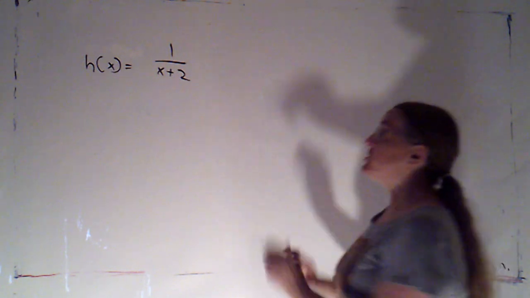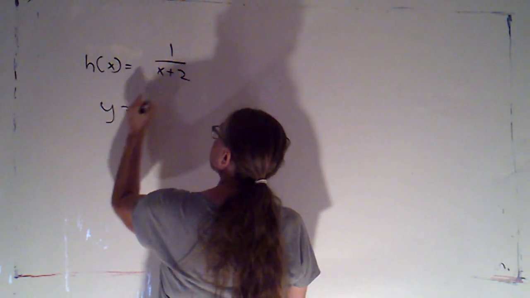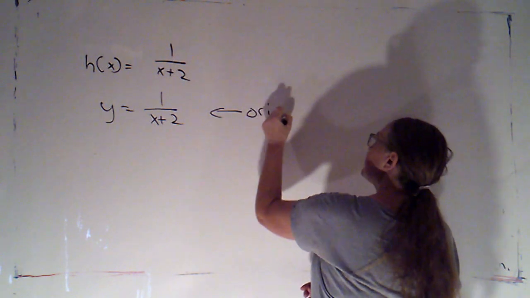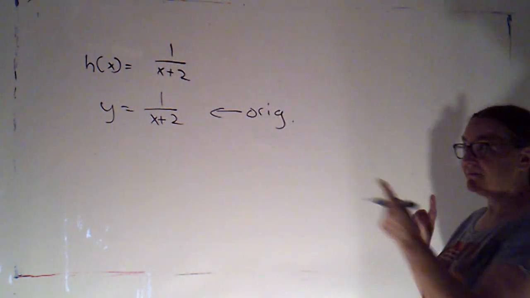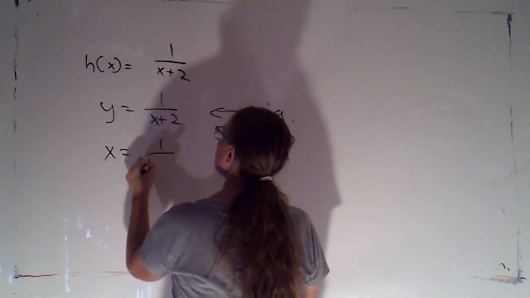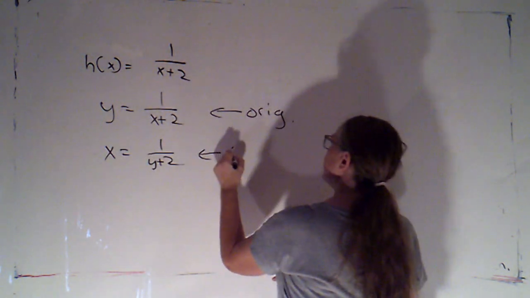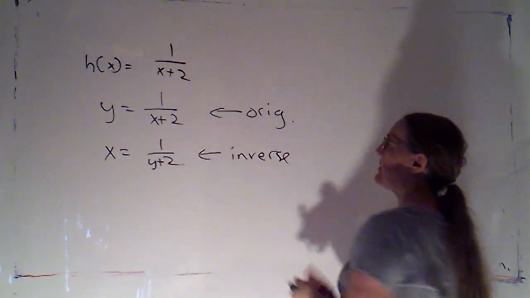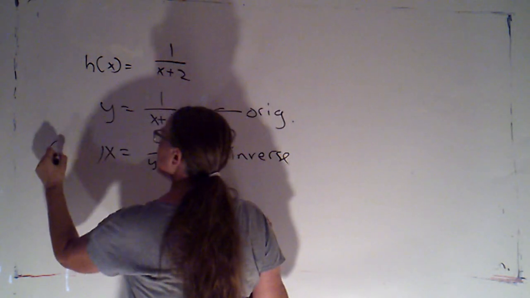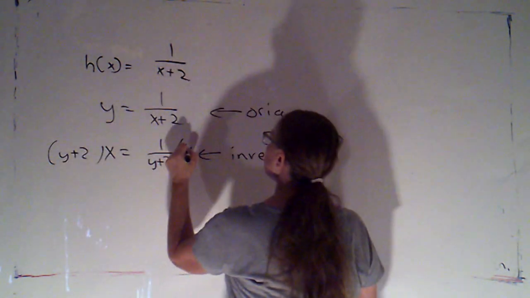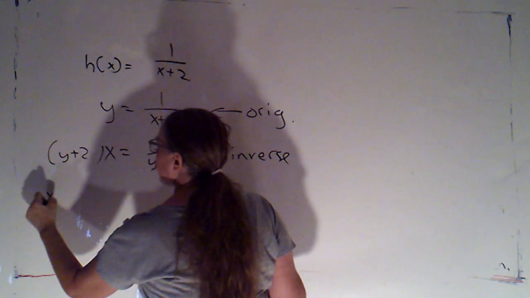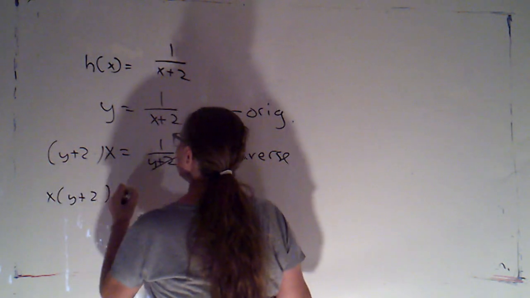I'm going to go ahead and just write that using y's and x's as y equals 1 over x plus 2, and label that that's the original function. Now if I switch the roles of x and y, I'll have x equals 1 over y plus 2, and that's the inverse. And then to get the y's out of the denominator, I'm going to multiply both sides by y plus 2. So I'll have x times y plus 2 equals 1.